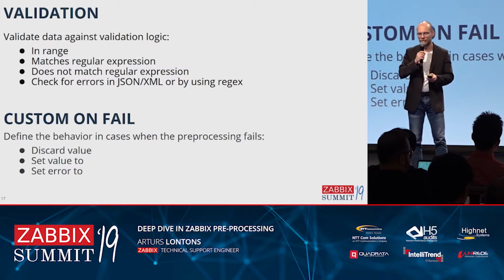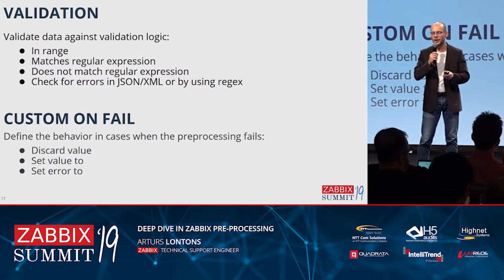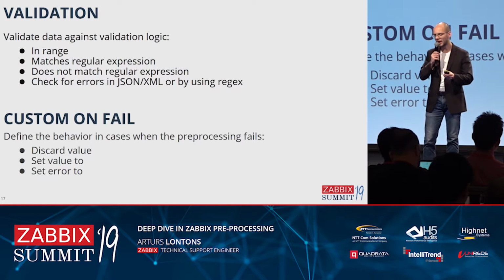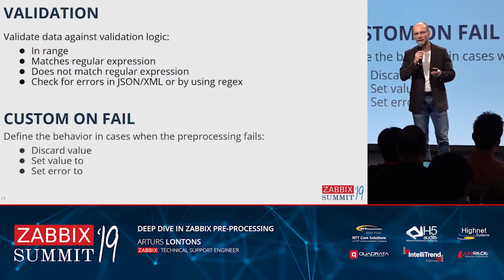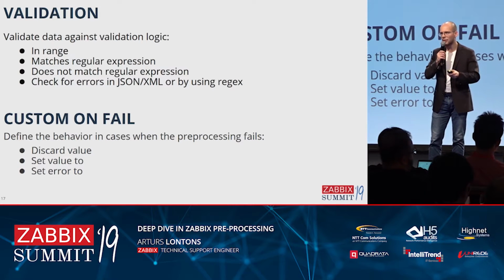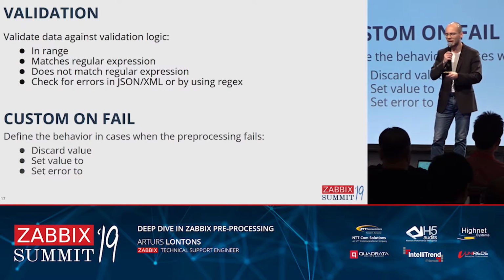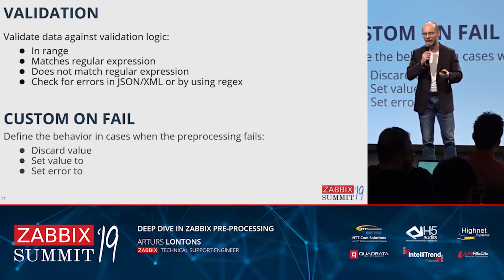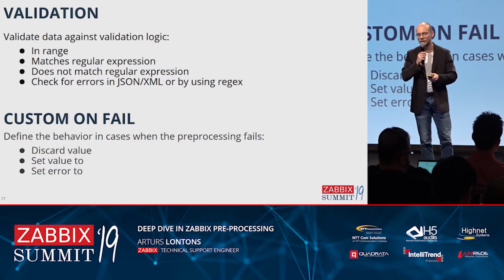So validation rules. Why? Because we need some custom logic. We receive data and we need to validate it. Let's say maybe we're getting temperature data, and when there is an error on the sensor, we receive some out-of-range data that we need to discard or maybe display an error message in case if we get it. So some advanced logic has been introduced in 4.4.